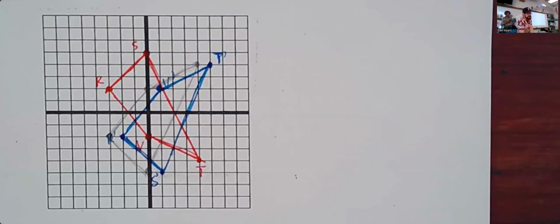And it's not asking for us to write down the coordinates of the image, so we don't have to write the coordinates of R prime, S prime, T prime, or V prime. So we can just call it done at that point. Are there any questions about this process?